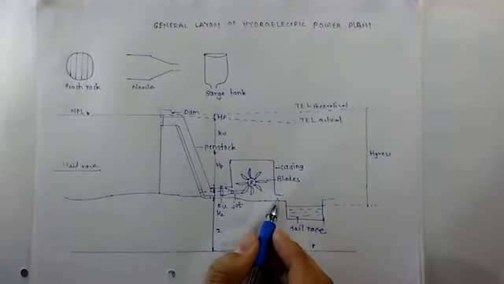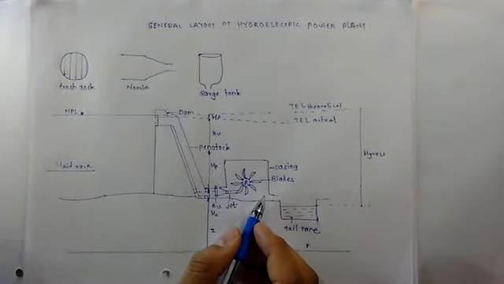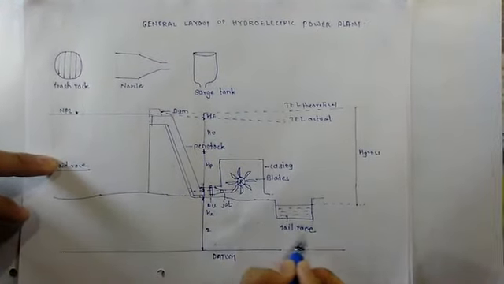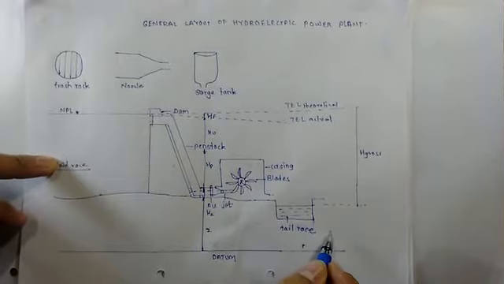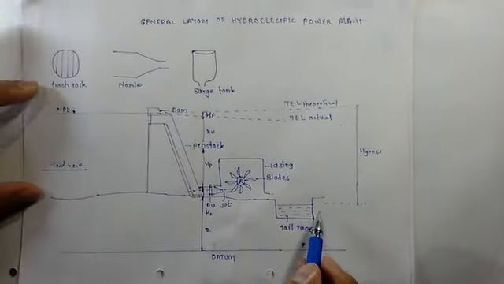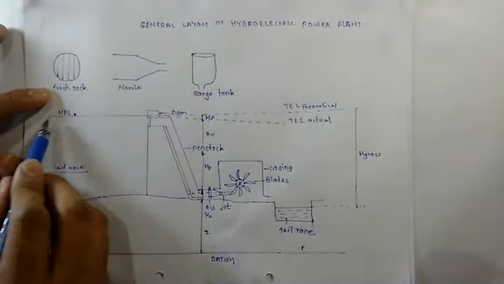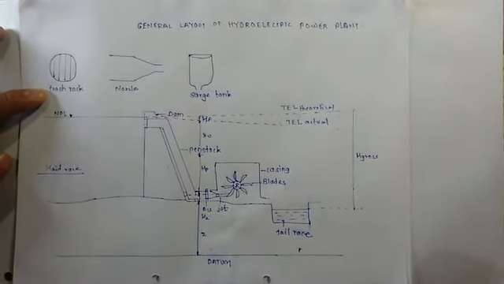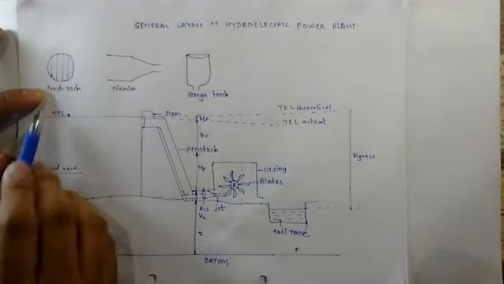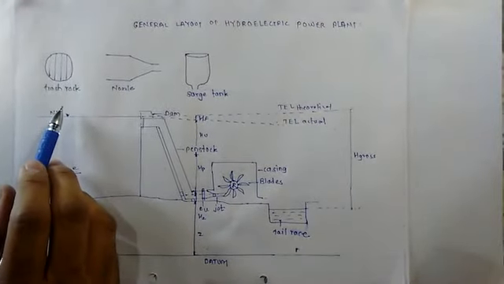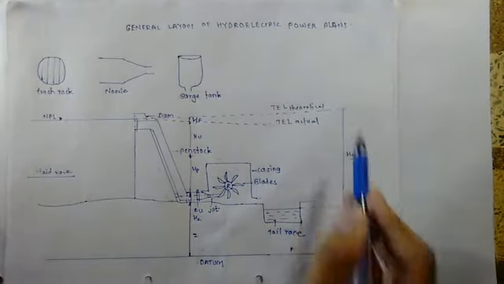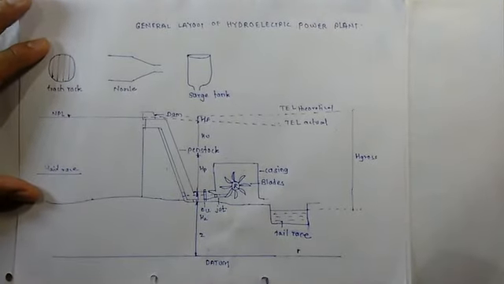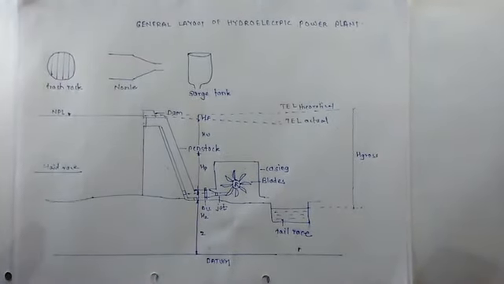Now the water which has been used for this purpose is transferred to another reservoir, known as the tail race. The difference between the water surface at the tail race and this normal pool level, or we can say the elevation of the surface of the reservoir storage, is called the gross head. This is a datum.